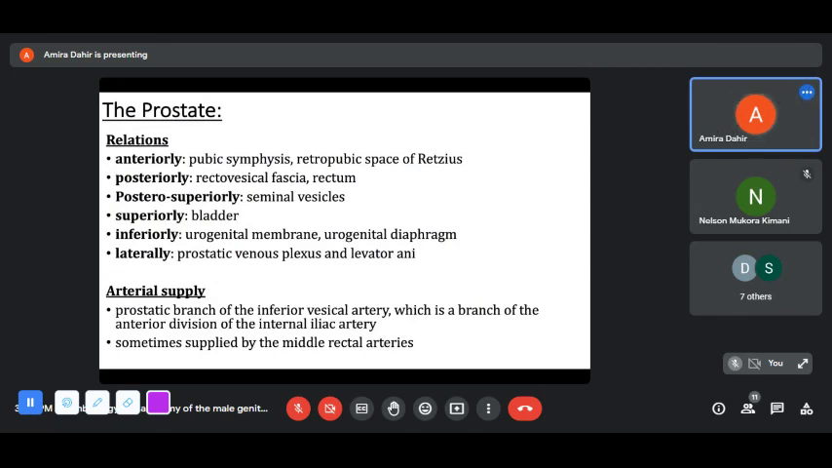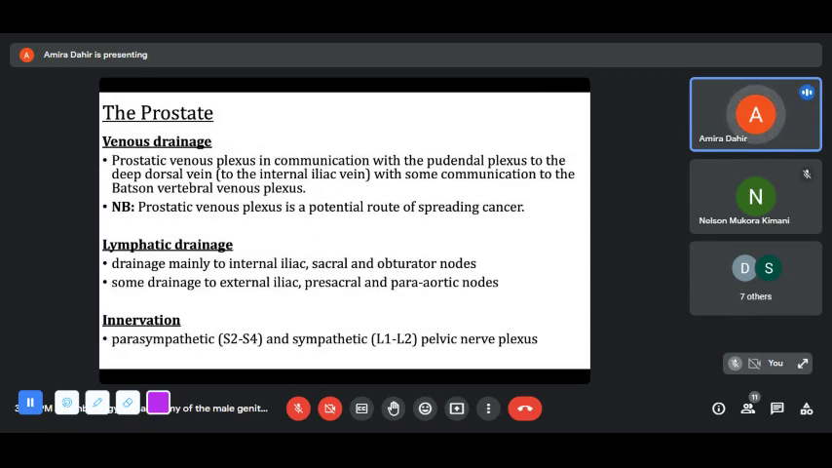As for arterial supply, it's achieved by the prostatic branch of the inferior vesical artery, which is a branch of the anterior division of the internal iliac artery. And sometimes it's supplied by the middle rectal arteries. As for venous drainage, it's achieved by the prostatic venous plexus, which is in communication with the pudendal plexus to the deep dorsal vein and into the internal iliac vein, with some communication to the Batson vertebral venous plexus. We have to note that this is a potential route of spreading of cancer.